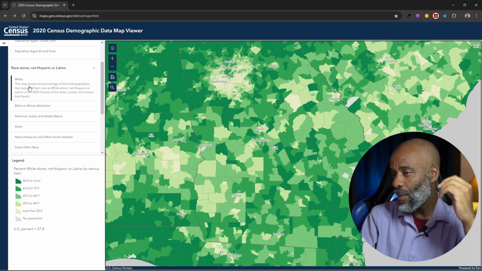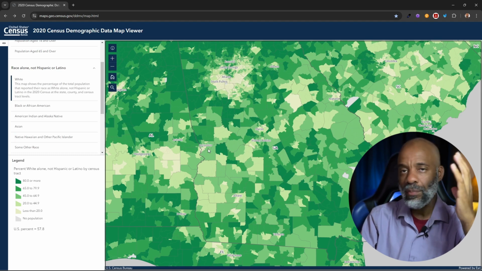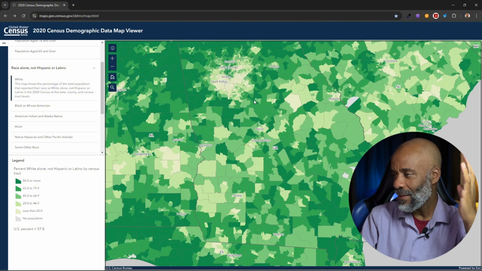So right now, I'm on the white, right? The total population, people who are white alone. As you can see, the whites are pretty much all over Georgia, but there are certain pockets where they're not. Right here, around Atlanta, although you do see them concentrated a little bit up here. This is probably the suburbs or outskirts of Atlanta. But over here, in the southern part, they're not.